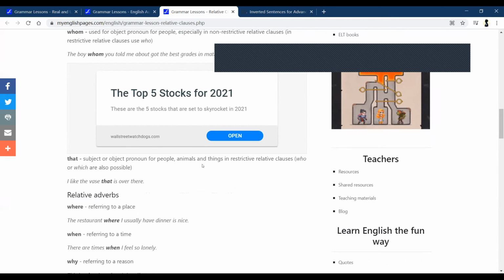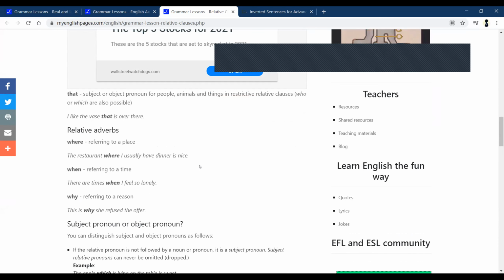Like I like the vase that is over there. And where is to referring to the place, like the restaurant where I usually have dinner is nice. When is to refer to a time.